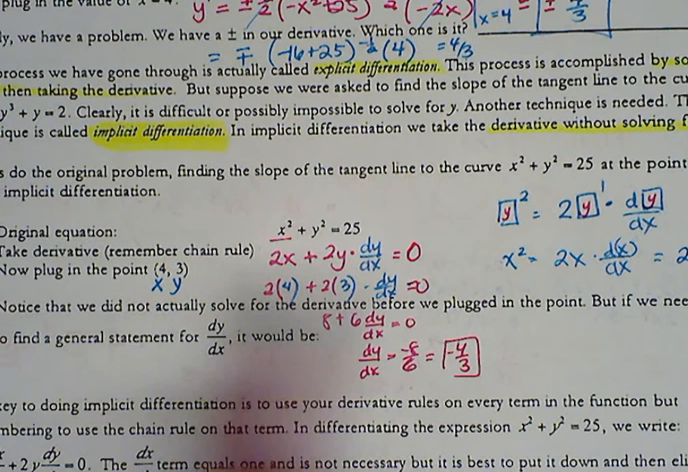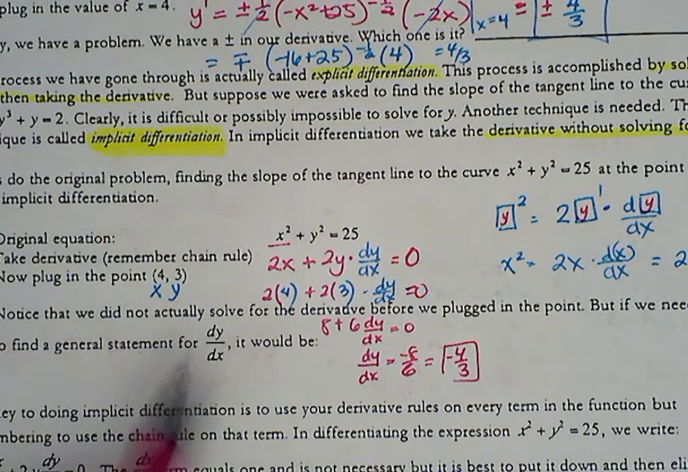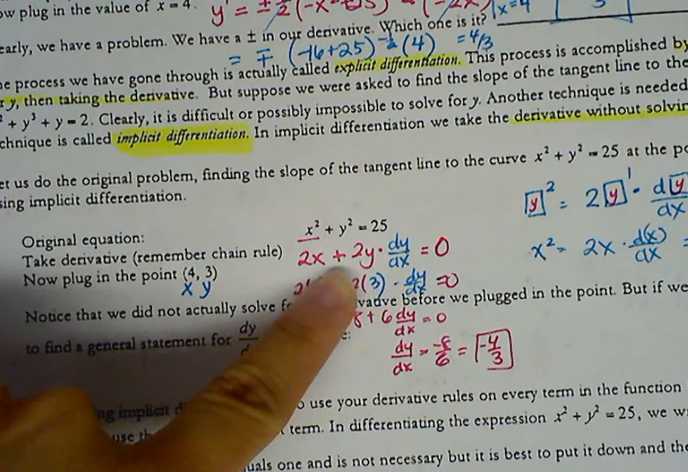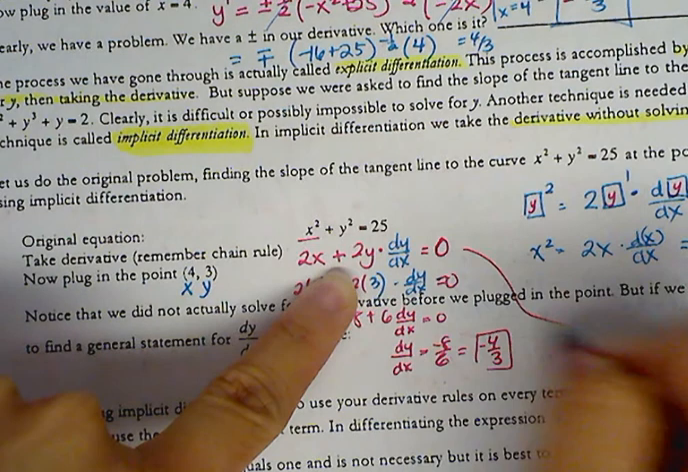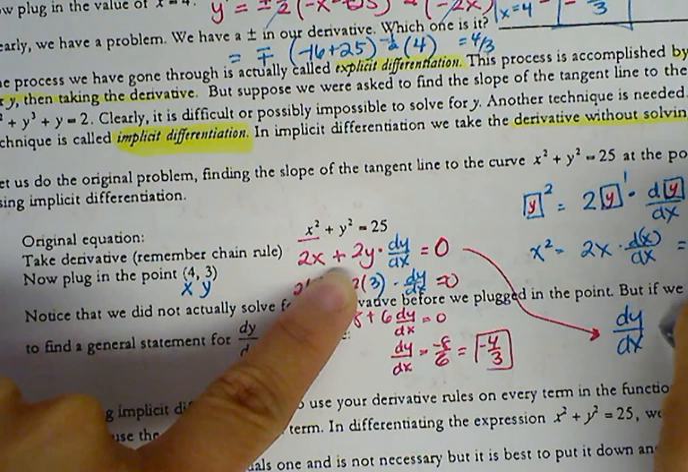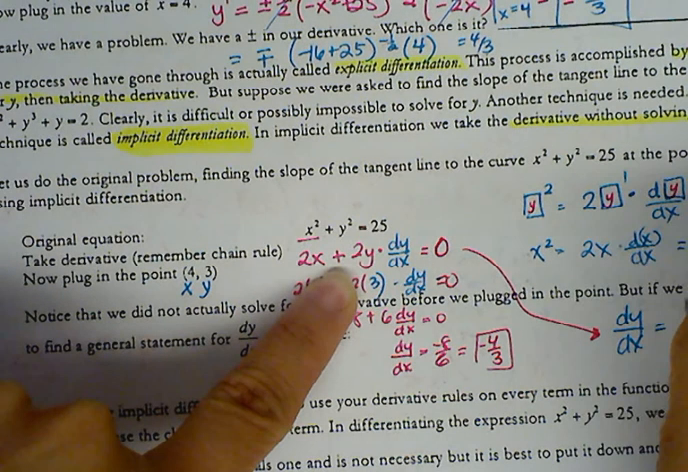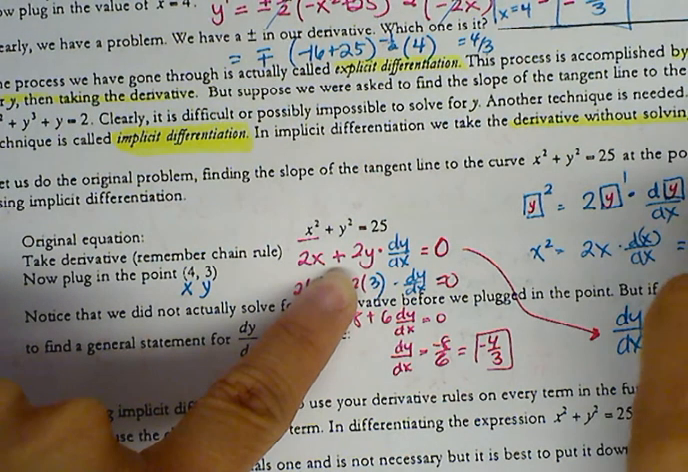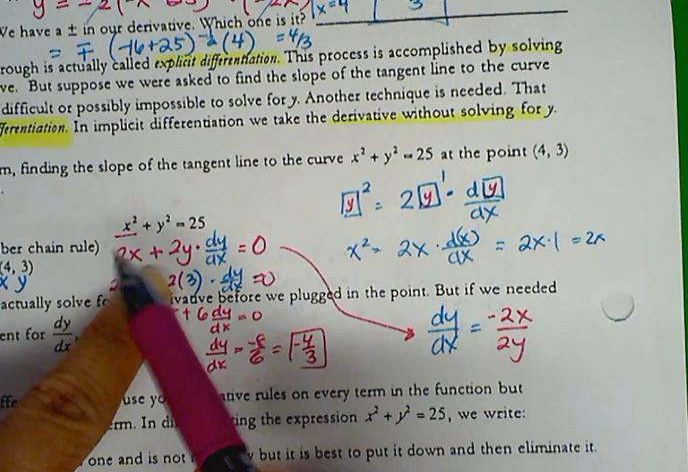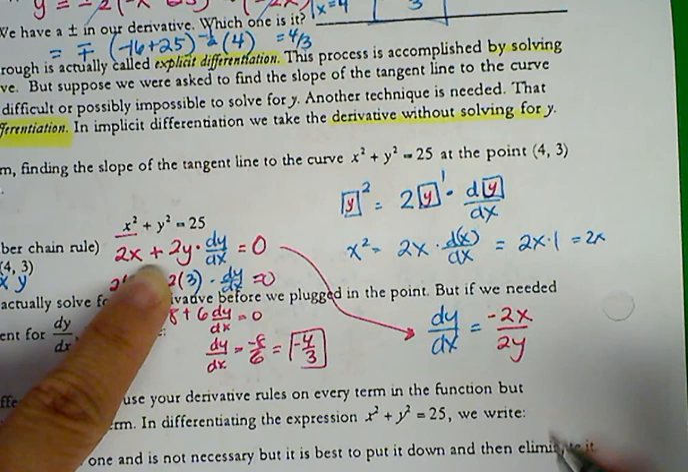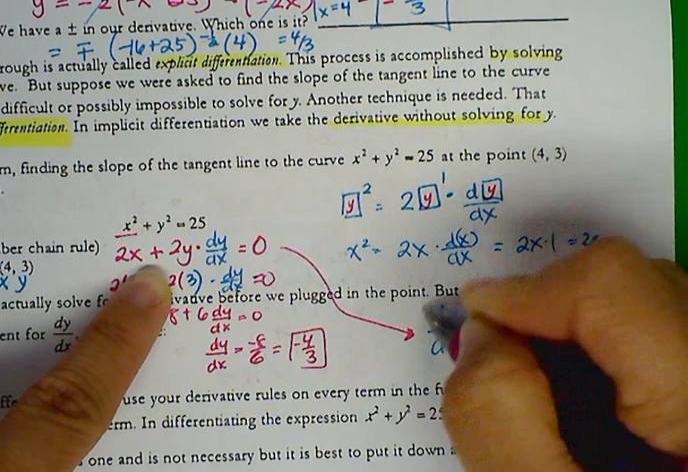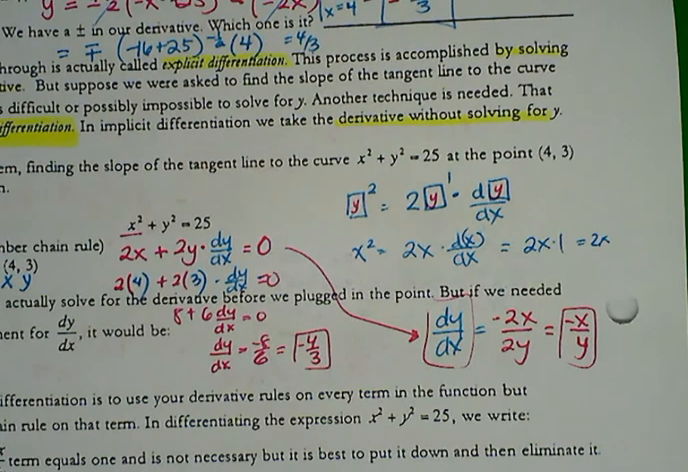But if I asked you to find the formula for dy dx, we could have solved for it up here. What could we have done? We would say dy dx equals negative 2x over 2y, right? Because you would subtract 2x on both sides and then divide. Which simplifies to negative x over y, right? So we could do that instead.